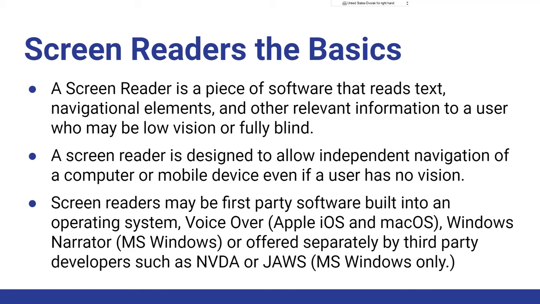So there's two big differences, first party versus third party. First party is, like I said, Apple screen reader, Google screen reader, Windows Narrator, versus something like what I'm going to show you today, which is NVDA, which is Non-Visual Desktop Access, a free Windows-only screen reader. Another equally, almost more popular screen reader is JAWS, Job Access With Speech. That is paid third-party software.